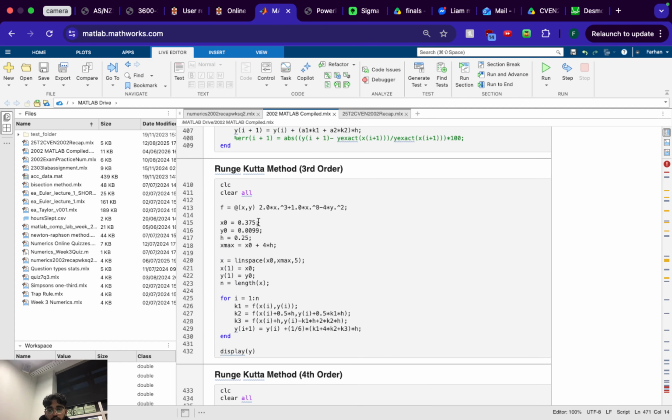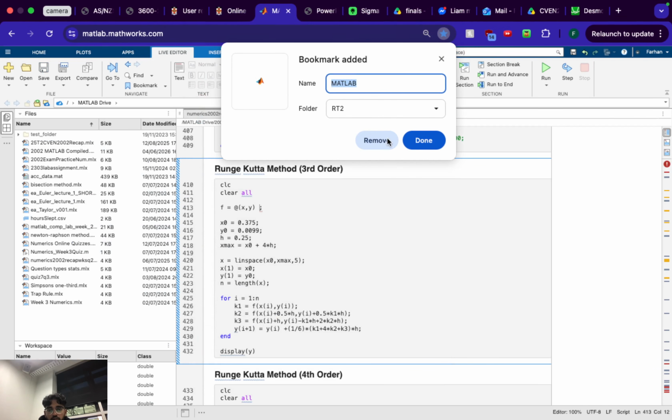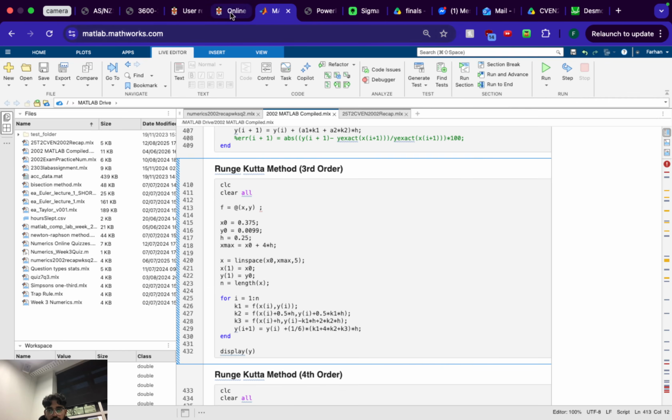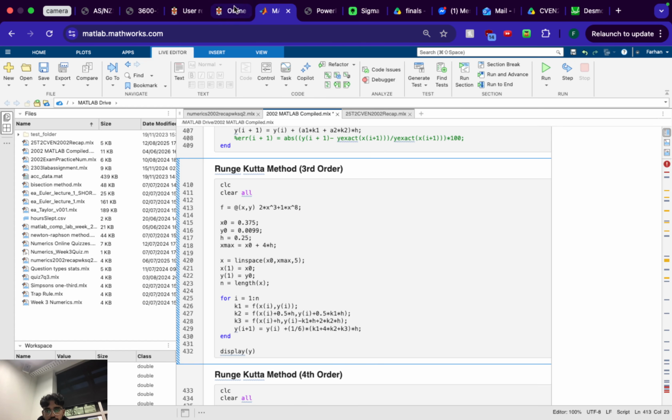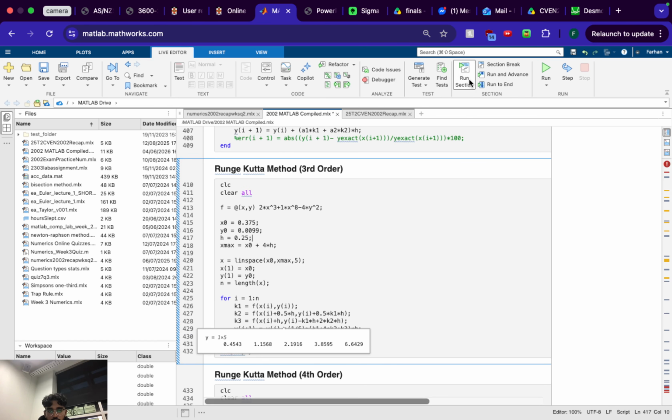Did they say third order? They said third order, right? So let me type it in again, I've already got it typed in. So 2 times x cubed plus 1 dot x to the power of 8 minus 4 dot y squared. I've got my initial values here, here, and here. Let's see if this works.